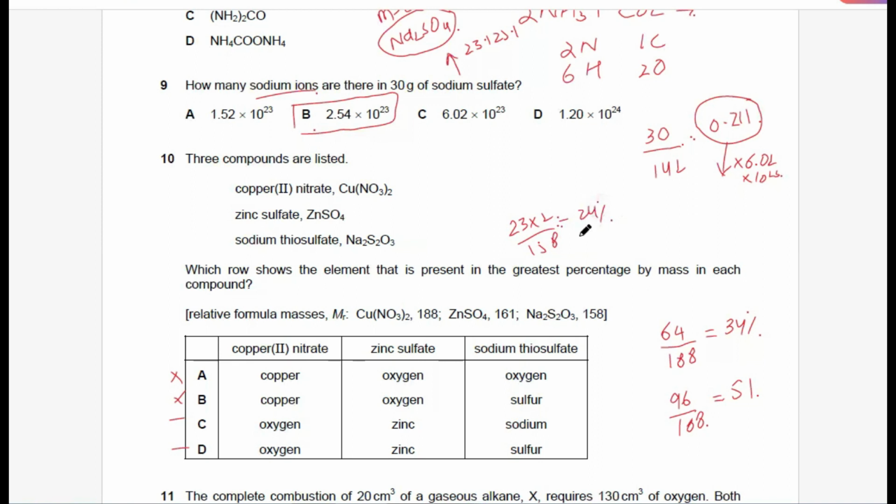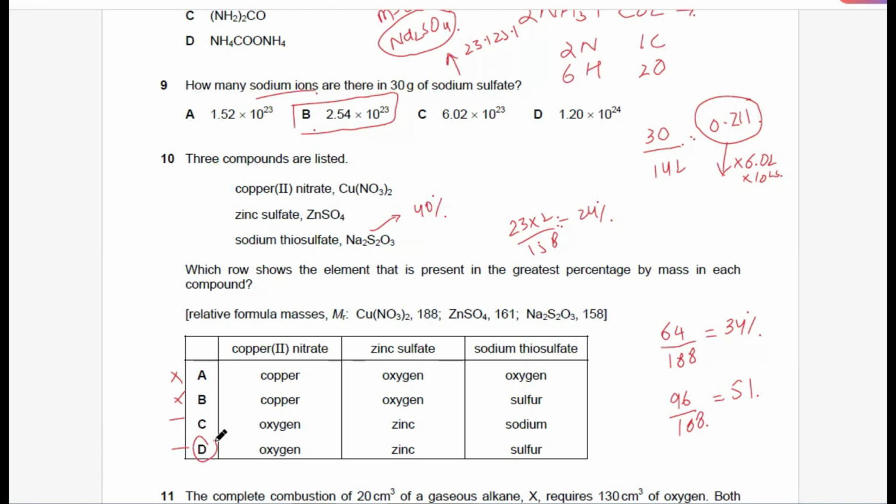For sulfur, sulfur is 32, 32 multiplied by 2 because 2 atoms are there, and divided by 158. So for sulfur, it is 40%. So hopefully B is the correct answer for question number 10, right?